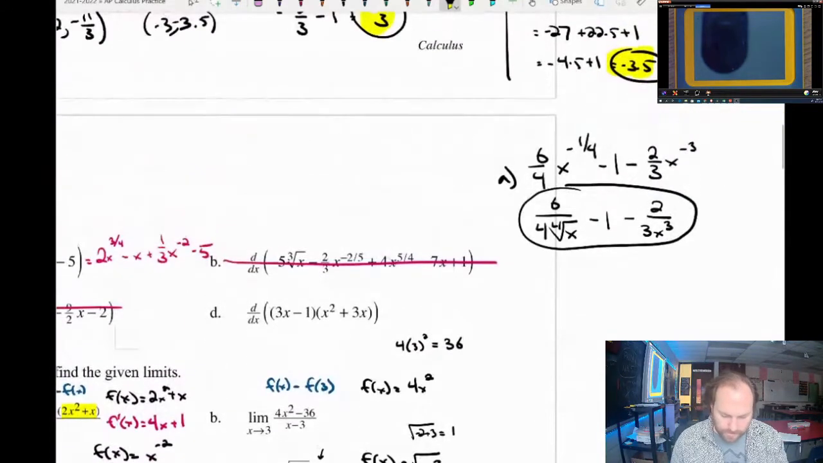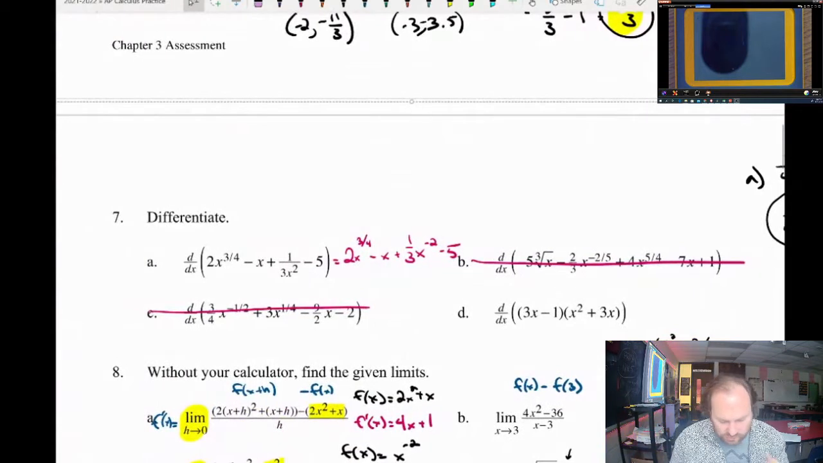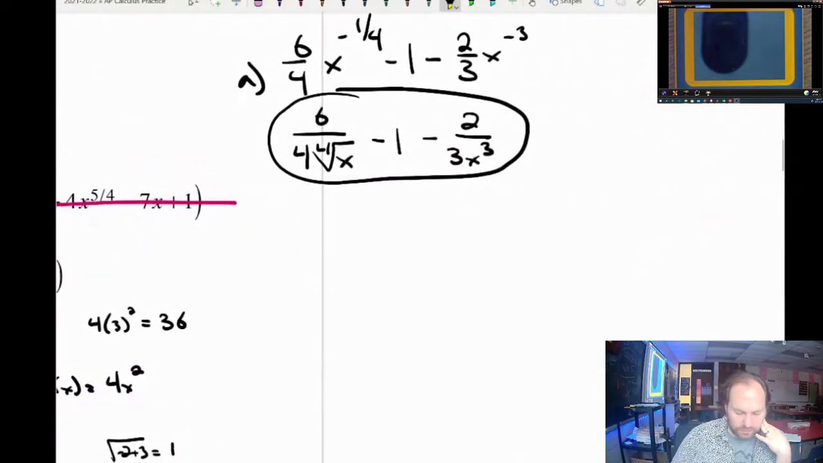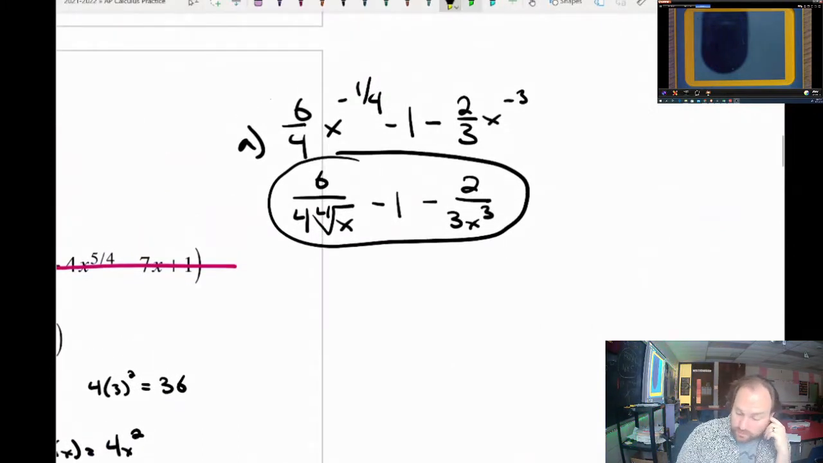Question 7, I did cross off B and C on this because, holy God. Anyway, A's not too tough, though. I did take the original problem and rewrite it a little bit. I took 1 over 3x squared and kept the 1/3 out in front and took x to the -2nd power. And then taking the derivative was relatively easy to do over here.